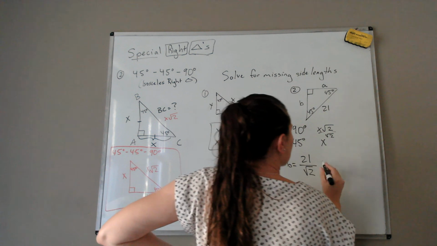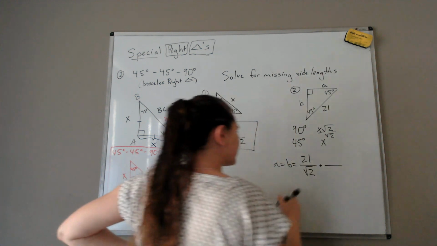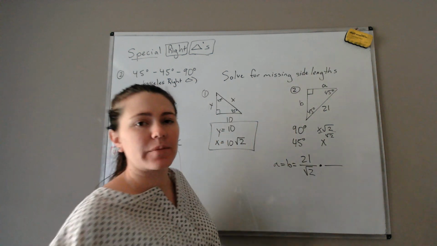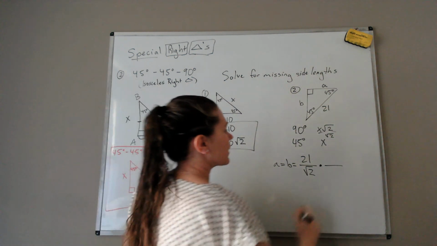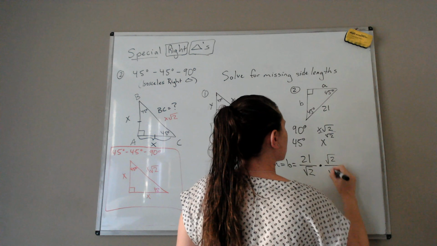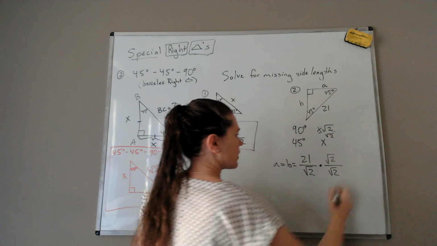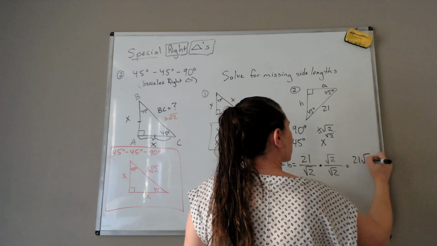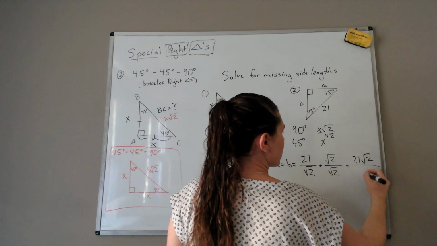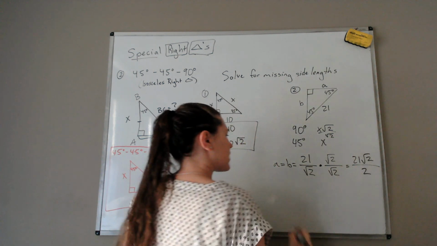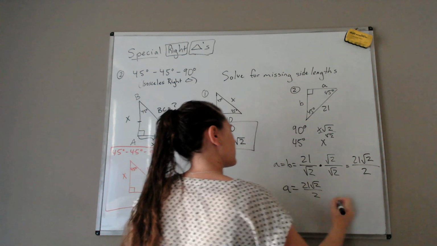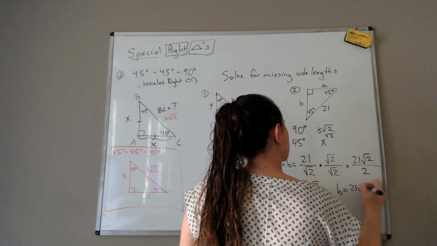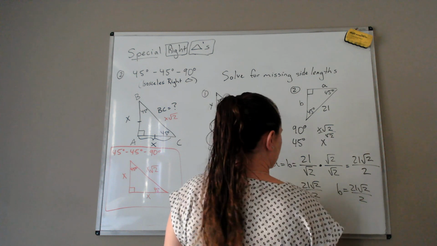So we rationalize because we don't want to leave an irrational value in the denominator of a fraction. We simplify this expression by multiplying by a clever form of 1. Our clever form of 1 here will be square root of 2 over square root of 2. That's going to be 21 square root of 2 over the square root of 2 times the square root of 2, which is 2. 21 halves can't be simplified, so A is 21 square root of 2 over 2, and B is 21 square root of 2 over 2.